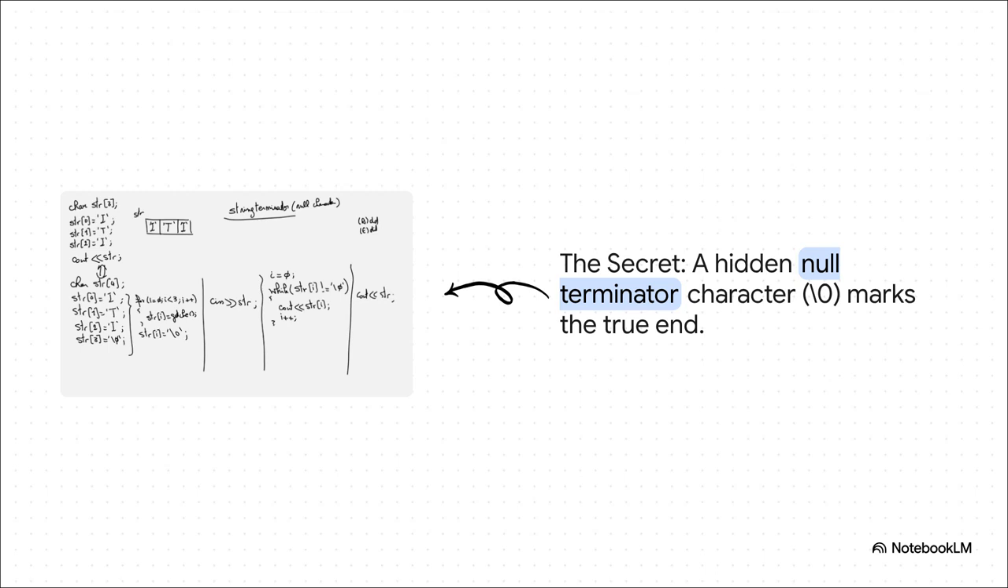At the end of the actual text, C++ automatically adds a special, totally invisible character called the null terminator. You see it there as \0. It's basically a secret stop sign for the computer. So when a function like count is reading the array, it just goes character by character until it hits that null terminator, and then it knows, okay, job's done, time to stop.